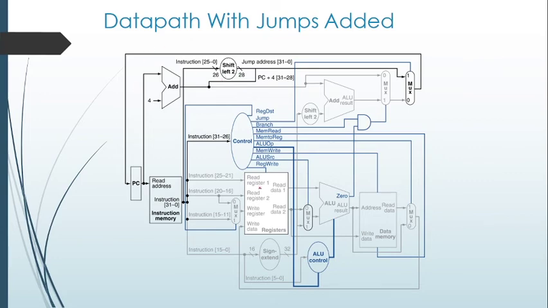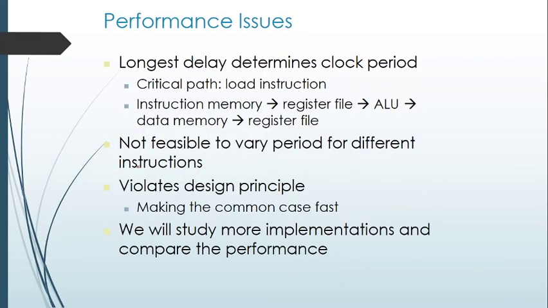So this is the data path with the jumps added. The jump instruction is also included in this data path. When there is a jump instruction, this multiplexer bypasses everything and no other module is used. It will see that this is the jump instruction, this control signal will be set to 1, and whatever the jump address is will be stored back to the program counter. That is your program counter update, and the jump instruction completes.